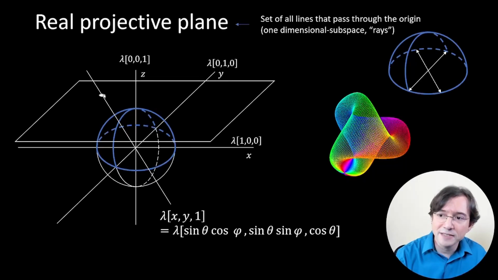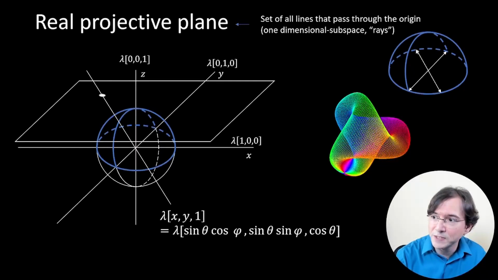Note again that instead of looking at the points on the plane, we can look at the point on the sphere. So we can chart our lines, our one-dimensional subspaces, either by a point on x and y, or by the angles theta and phi.